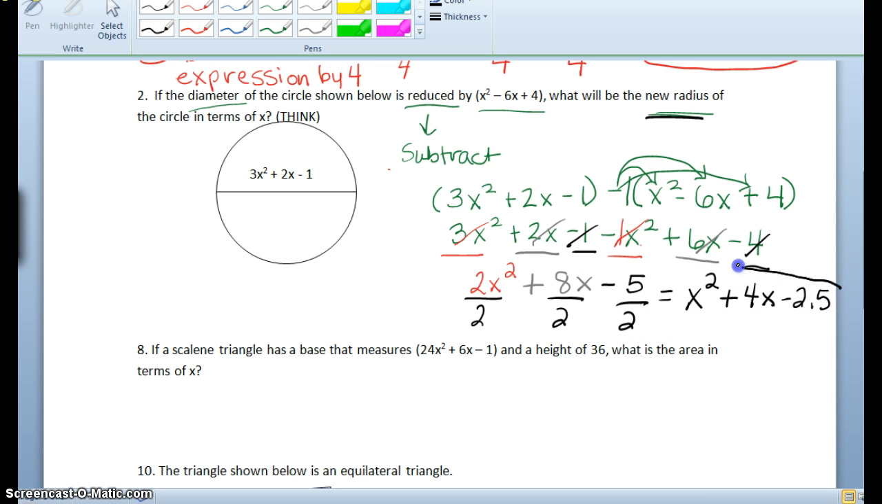So guys, this is the value. This expression represents your new radius. In the next video, we'll do a couple more.